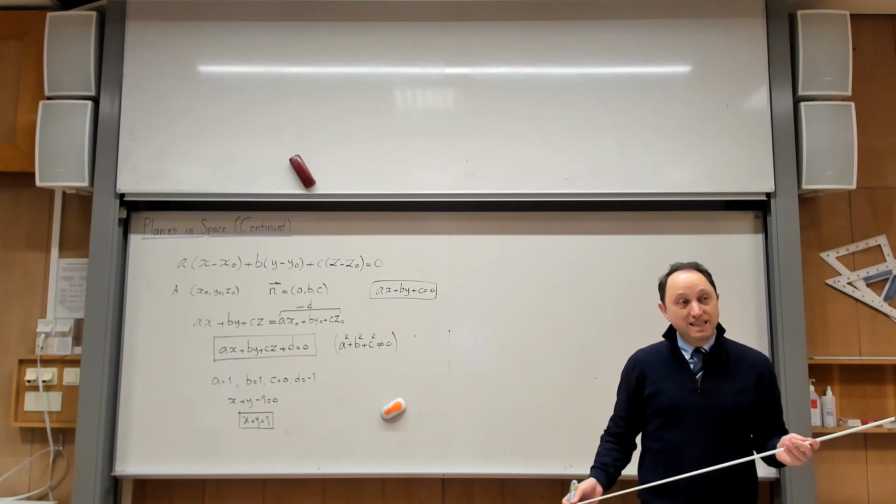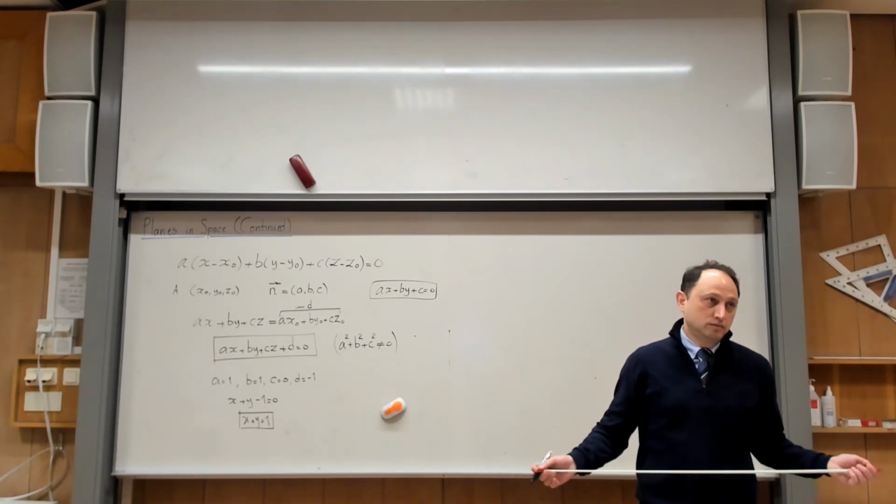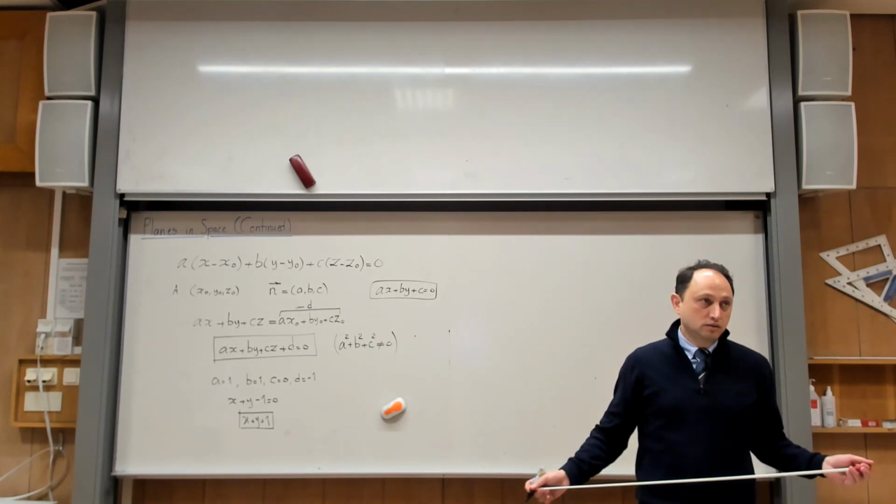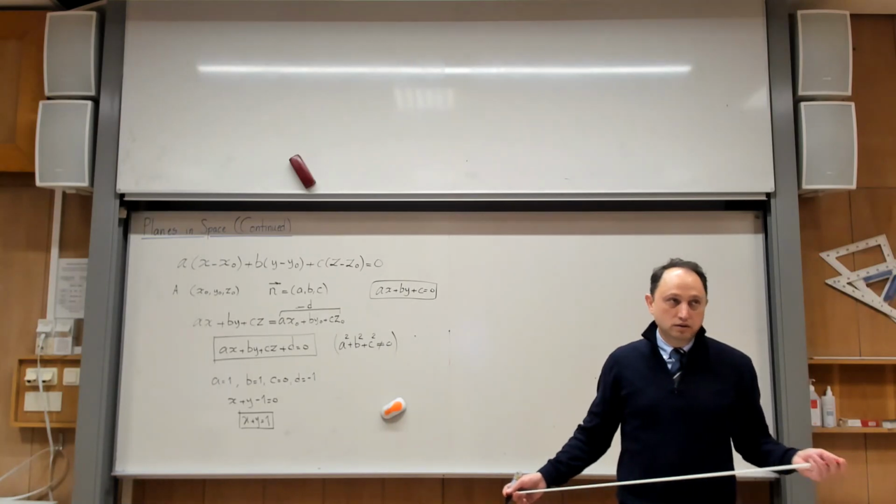No, when z is not there, it means c is 0. Exactly. That was my point exactly. When z is not present, is c always 0? Yes, exactly. Okay. Yeah, that's exactly the case.